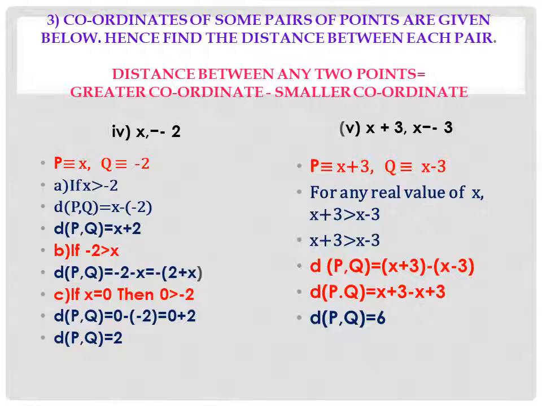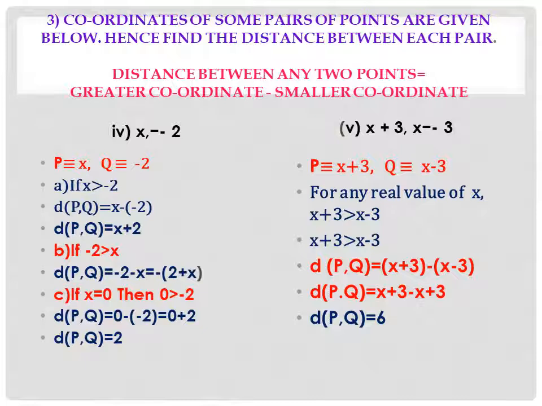Two conditions we took: x is greater than minus 2 means positive, x is less than minus 2 means negative. Now the third condition is x equal to 0. Then 0 is greater than minus 2, because 0 is greater than each negative number. Then distance PQ equals 0 minus of minus 2, which means 0 plus 2, that is distance PQ is equal to 2. Here x is an unknown number, therefore we considered 3 conditions: negative number, positive number and 0.